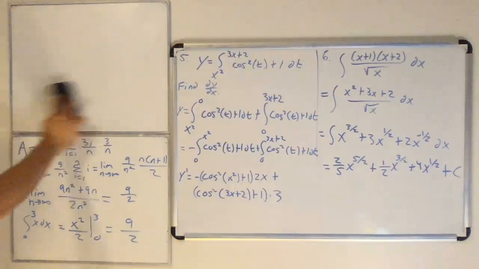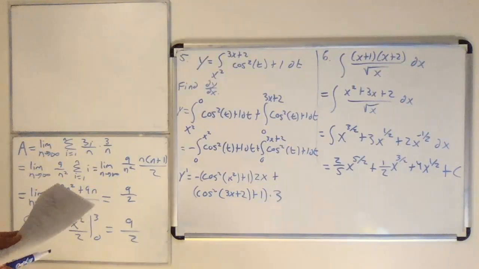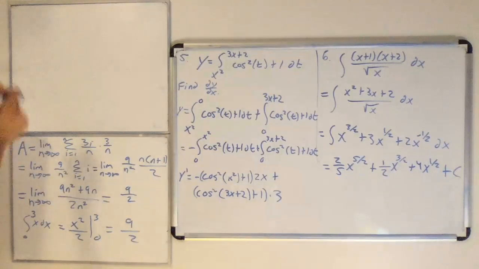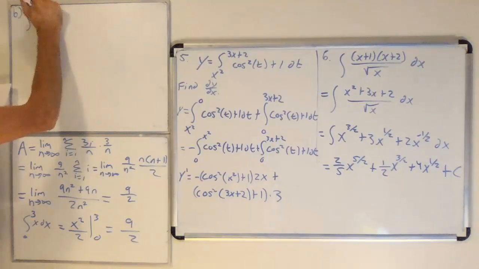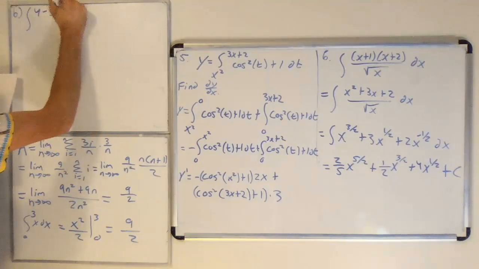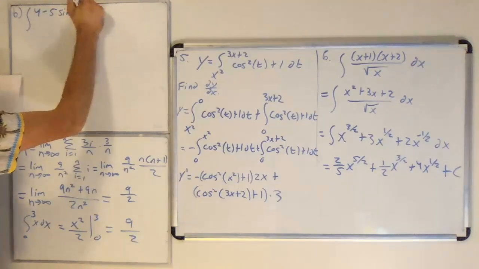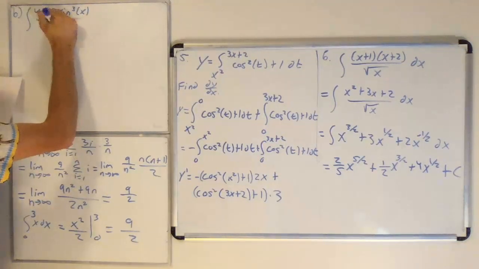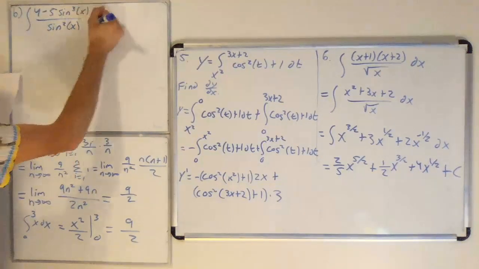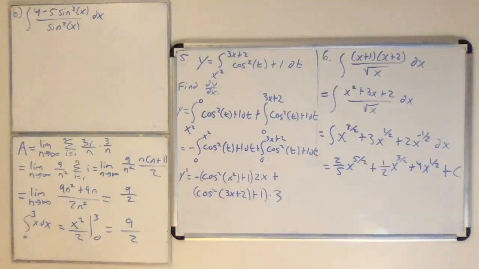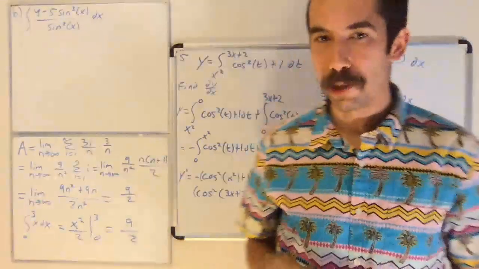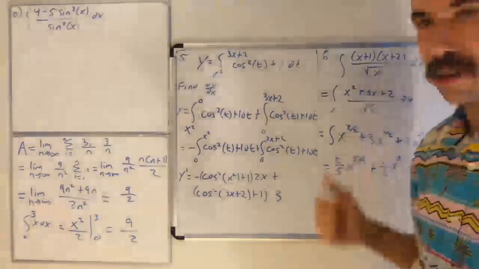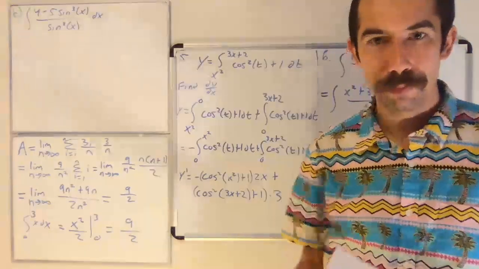All right, next we have another integral, this time with some trig functions. It's the integral of 4 minus 5 sine to the 3rd x over sine squared x dx. We don't know how to take the integral of a quotient, so we should do kind of the same idea as we did here. Let's take our fraction and break it up.